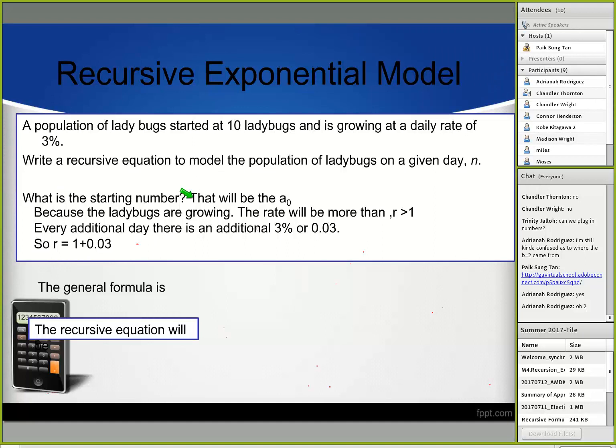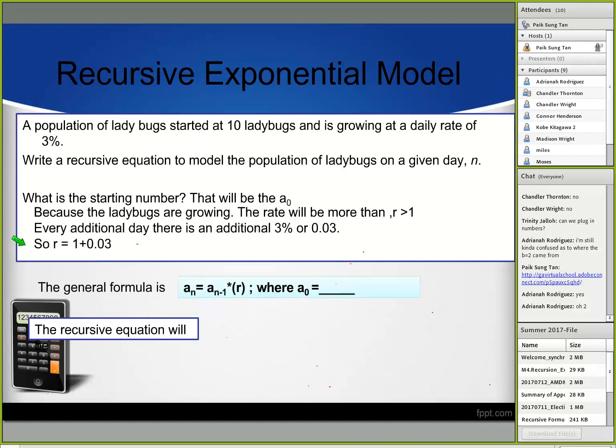Okay, and because we know the ladybugs are growing, the rate will be more than 1. So R is greater than 1. At every additional day, there are 3% more. So we will add 0.03 to the 1. That will be our growth rate. Like this: 1 plus 0.03, it will be your R.